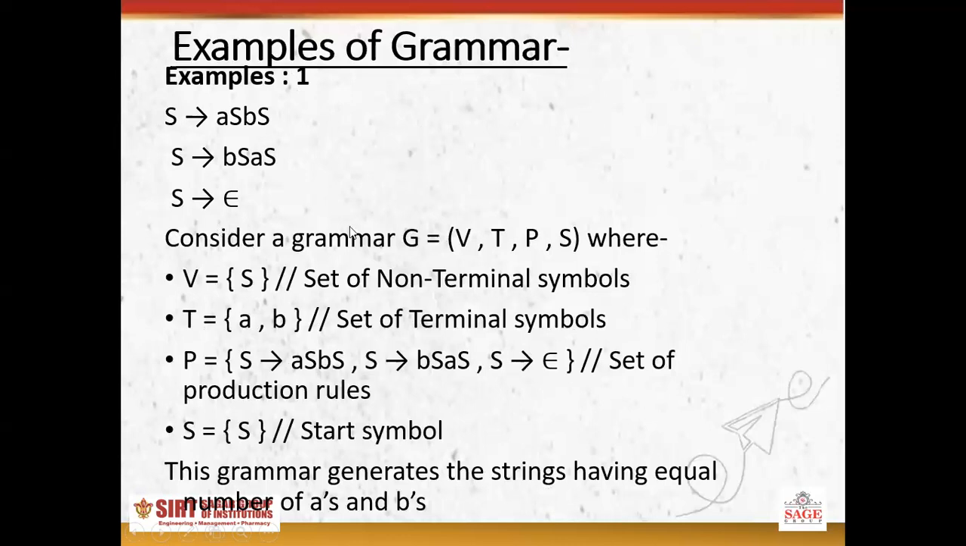So what is it creating? It is creating an equal number of a's and b's. How? When S is taken as a S b S and we put epsilon in place of S, we have a single a and a single b. If S is replaced again by a S b S, then we have double a and double b. So this production generates an equal number of a's and b's.